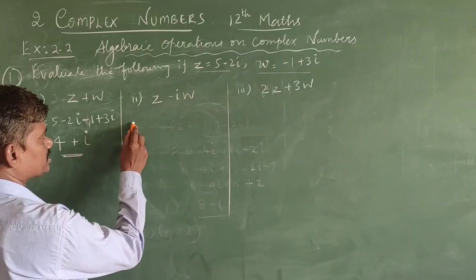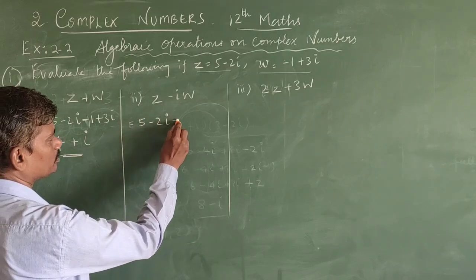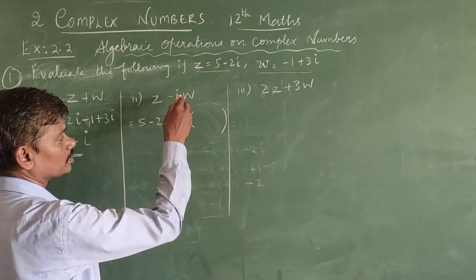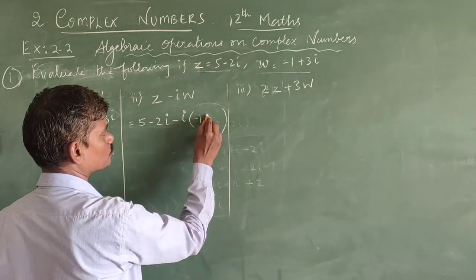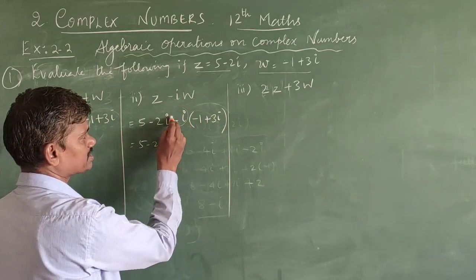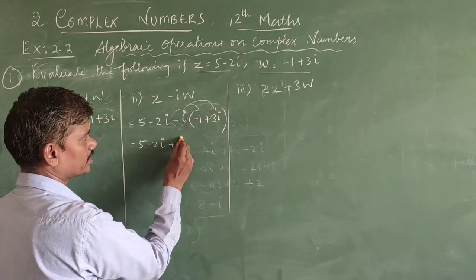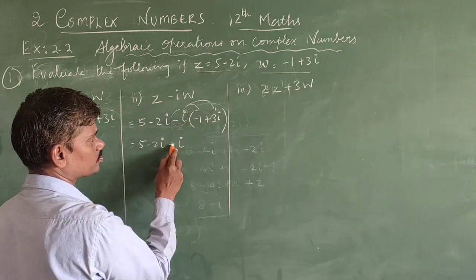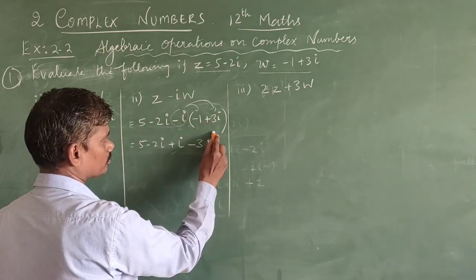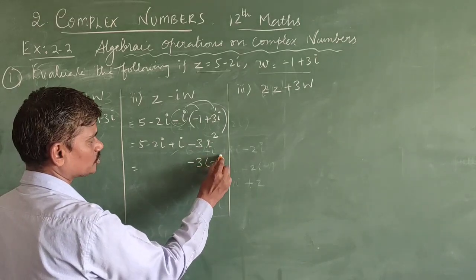In the second sum, z minus iw. First we write z, 5 minus 2i, minus i times w. We have to multiply minus i with w, where w is minus 1 plus 3i. We do not disturb the 5 minus 2i. Here we multiply minus i with these terms. Minus i into minus 1 becomes plus i, and minus i into plus 3i gives minus 3i square. What is the value of i square? i square is minus 1. So minus 3 into minus 1.